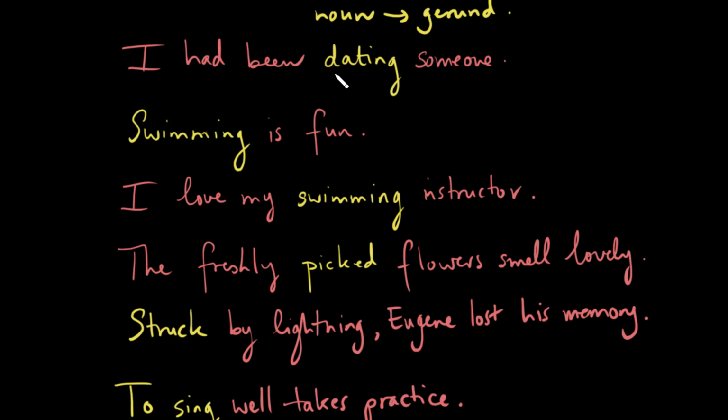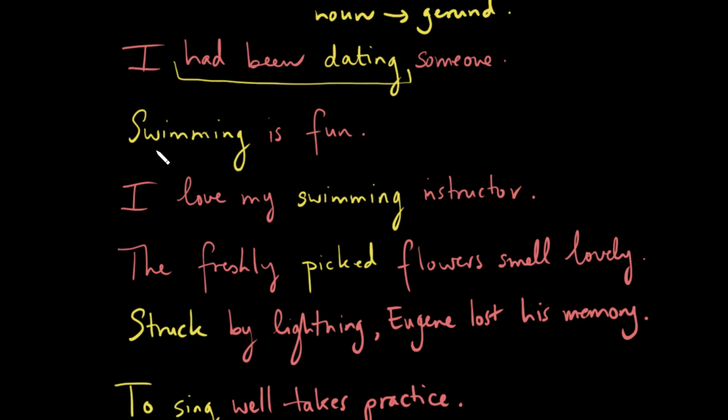So first of all, we have dating here, and we say I had been dating someone. In this case, dating is simply part of the main verb phrase. These are the helping verbs, had and been, and dating is really the main verb here. So we're not really going to consider this a verbal here. The present participle is really part of the main verb. Instead, what we want to see is the verbal doing something different in the sentence.